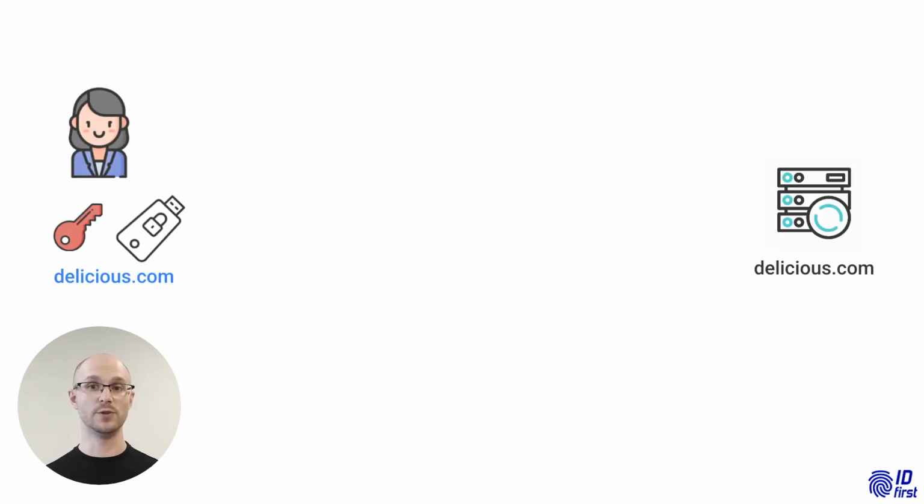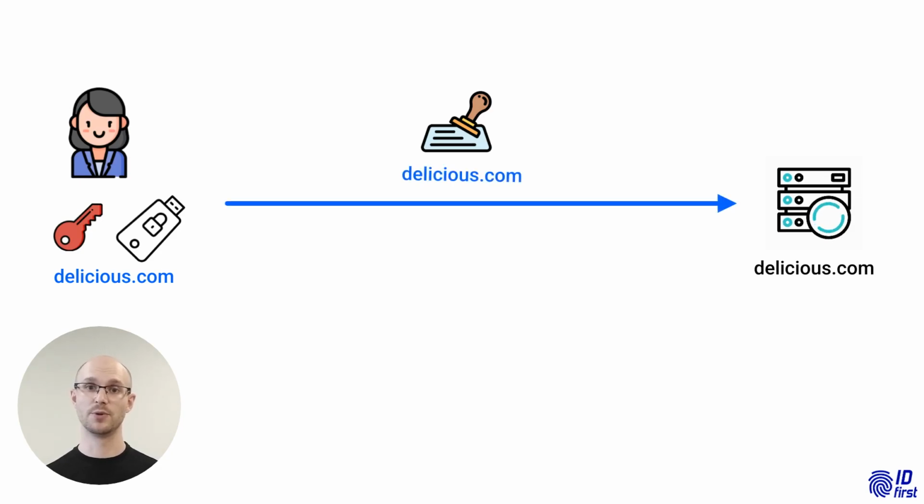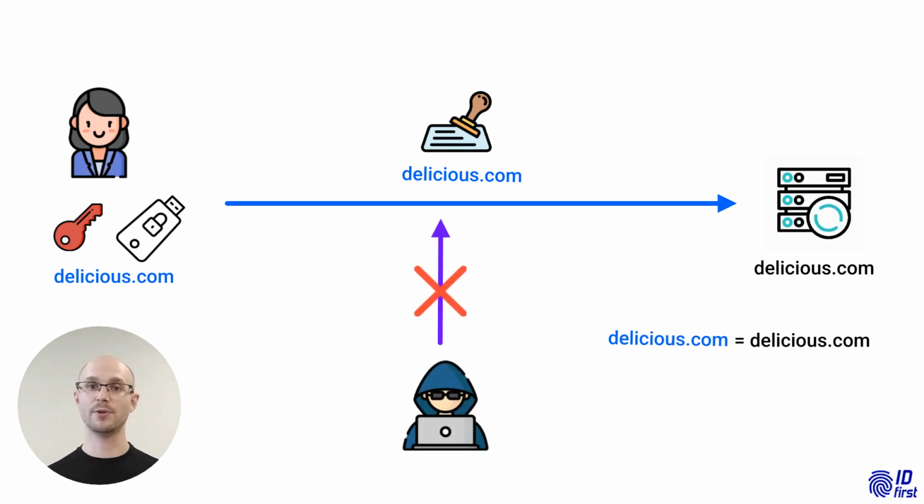When the authenticator responds during registration, it includes the domain used for the registration process. The server can verify if this domain matches its own, and since the response is cryptographically signed, the attacker can't tamper with it. If the domain doesn't match, the server will reject the registration.